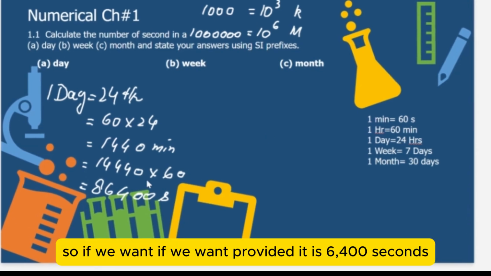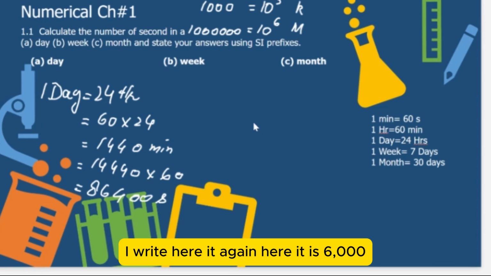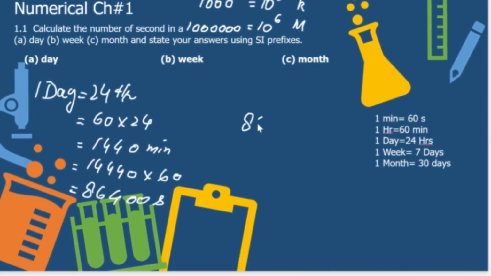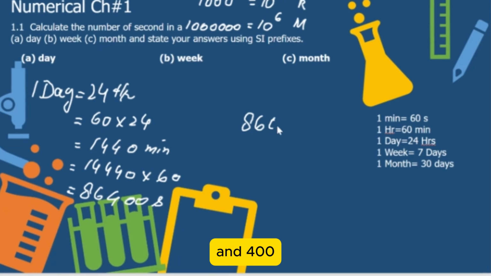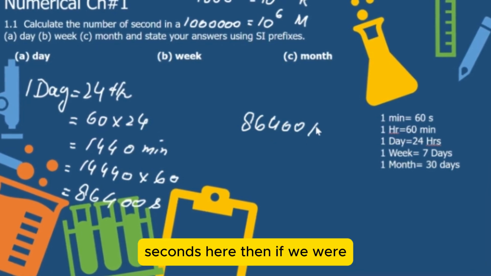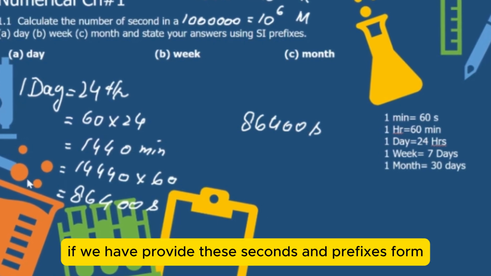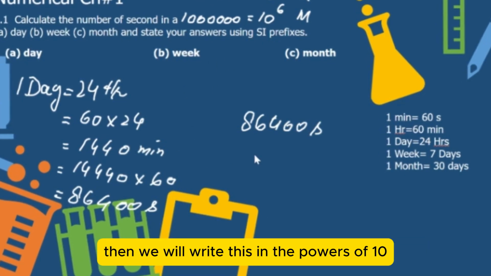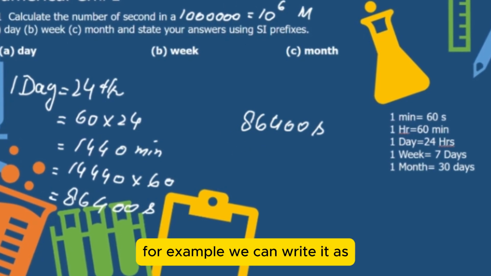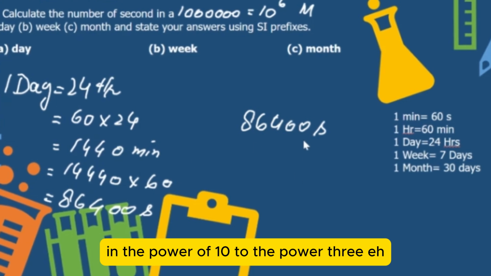So if we want to write it, it is 86,400 seconds. I write it here again: 86,400 seconds. Then if we have to write these seconds in prefix form, we will write this in powers of 10. For example, we can write it as 10 to the power 3.